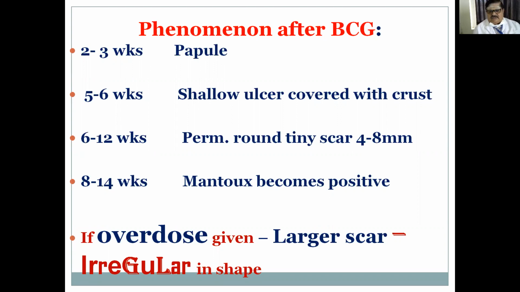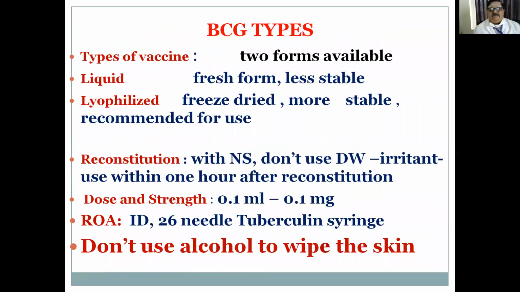That's why I just wanted to show you how regular it can be. The word irregular, I represented in different fonts. So, irregular in shape, if an overdose is given. Two types of BCG are available: liquid, fresh form, less stable; and lyophilized, more stable, freeze-dried. It's recommended for use.